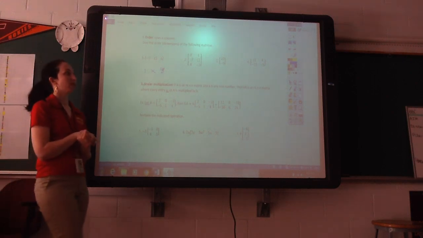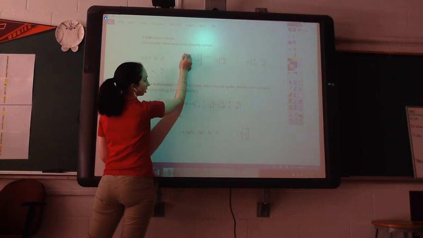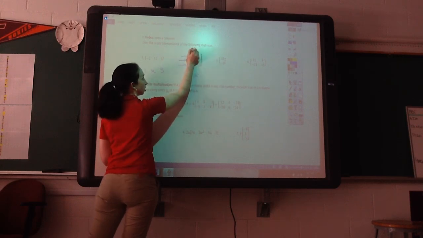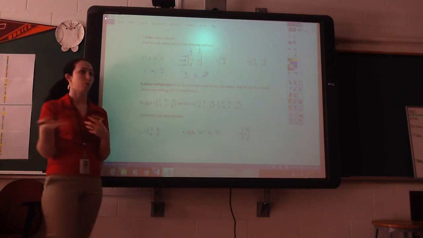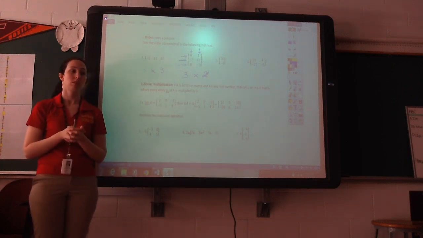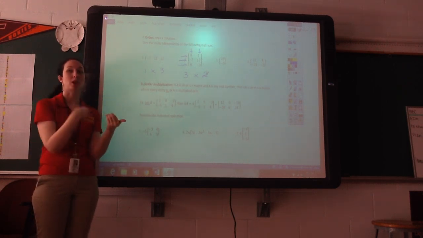How about the next one? How many rows does it have? 3 rows, because rows go this way. How many columns does it have? 2. So this is a 3 by 2 matrix. You're not going to go 3 times 2 and say it's a 6. We have to separate the rows by the columns because that tells us what shape to create.